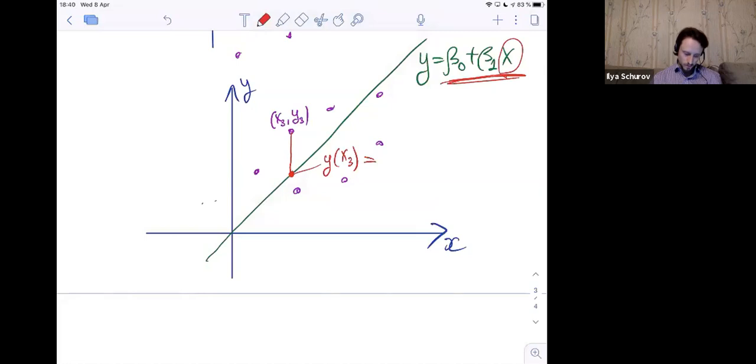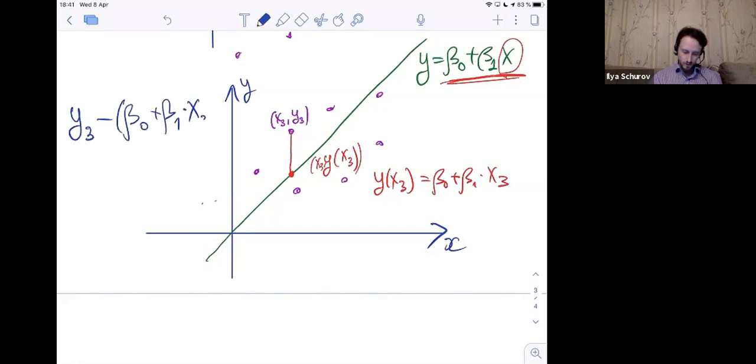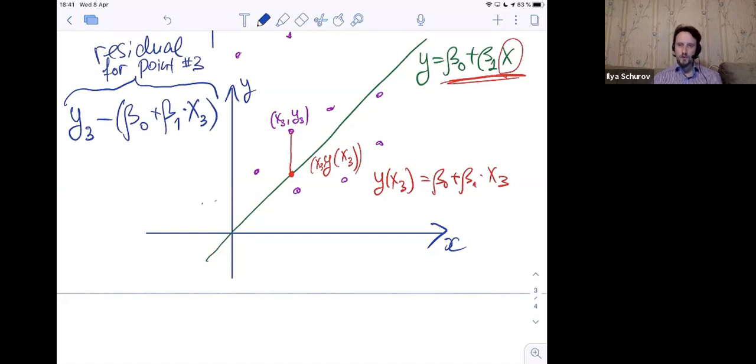This point is a point with coordinates x3, y of x3. And y of x3 is beta naught plus beta 1 times x3. And this difference is just the difference between y coordinates. So this is just y3 minus (beta naught plus beta 1 times x3). So this thing is called a residual. Residual for point number 3. Of course, I can find these residuals for every point in my data set.